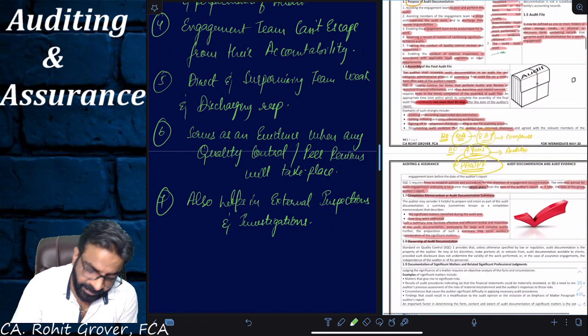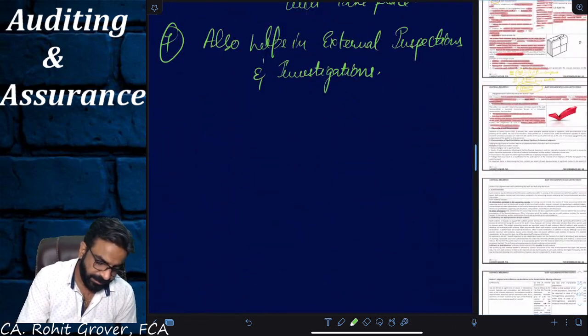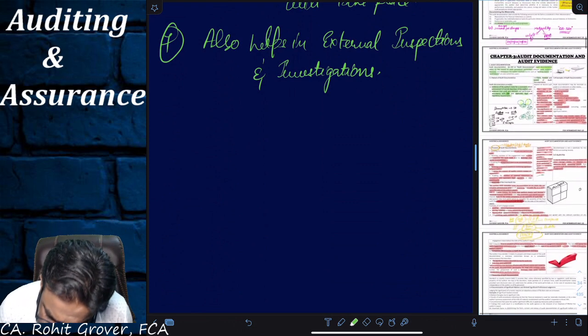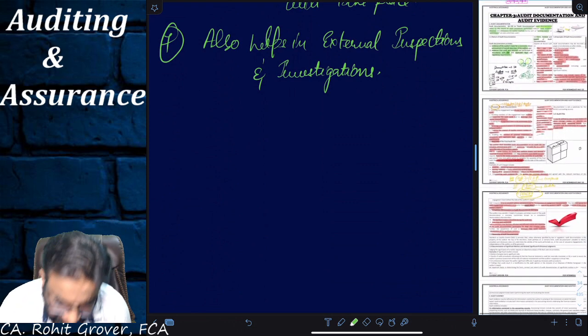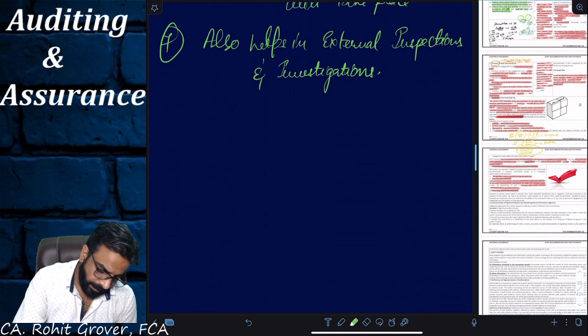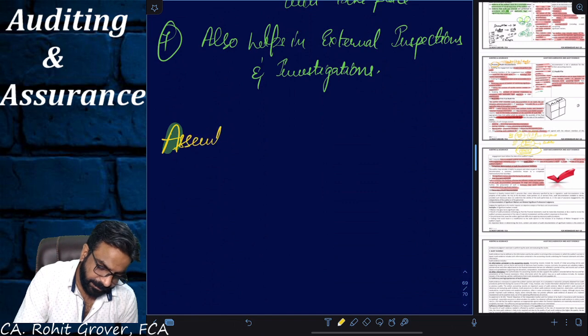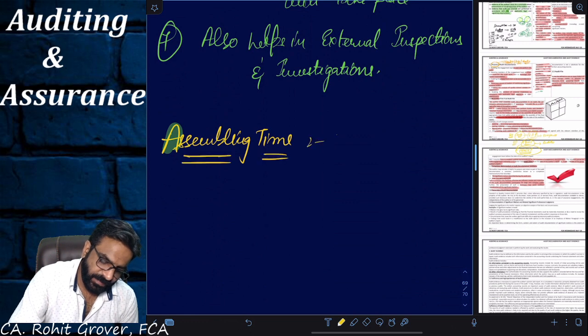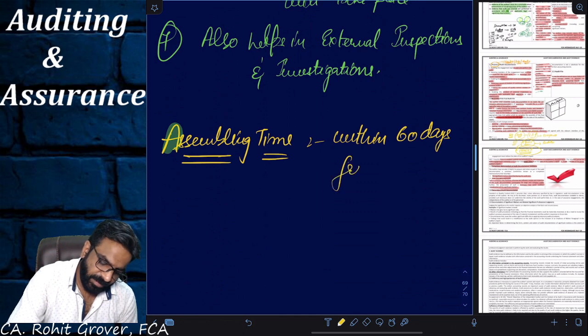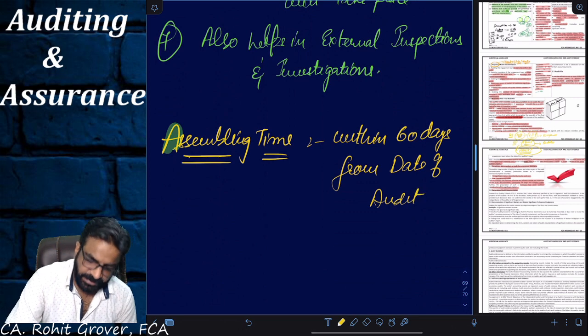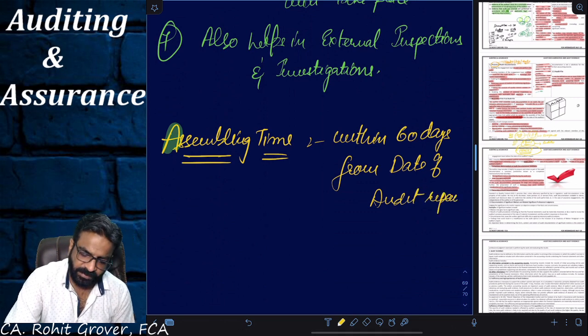So, everyone, let's write what we have done so far. What is the assembling time of doing the audit file? Assembling time is within 60 days from the date of which report? Audit report, or completion of the audit. Yes. 60 days from the date of audit report or group audit report. Clear or not? Yes.